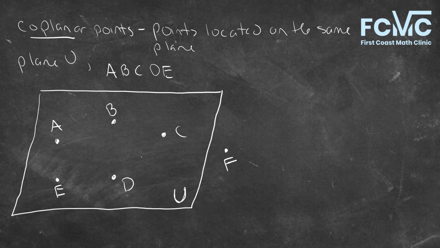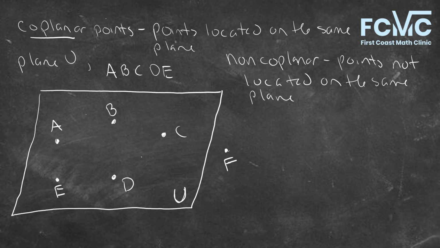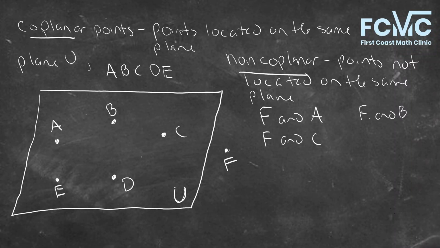a point F out here? Well, now we could describe F's relationship to ABCDE as non-coplanar. And non-coplanar points are points that are basically not on the same plane. So for our non-coplanar points, we can identify a point F and any of the points that are inside this plane. So we point F and A, or F and C, F and point B. So any of these points are all non-coplanar points because point F is outside of this plane here, or plane U.